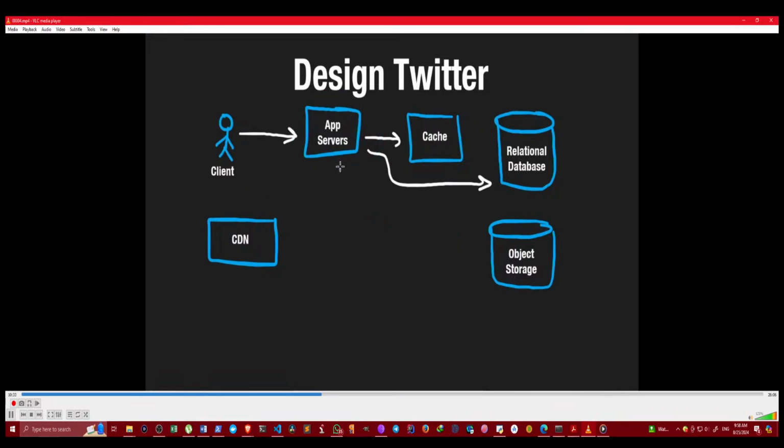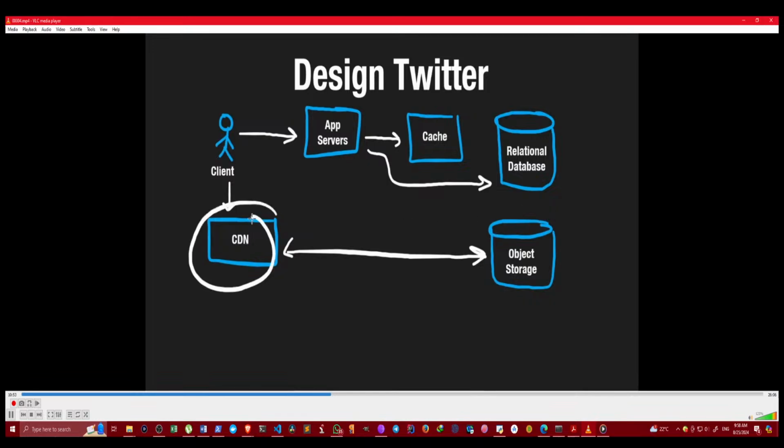The application server will respond to the user with all the information that they need, including the URL of that image or video, and then the client, whether they're using a mobile device or a desktop browser, will make a separate request, which will actually hit our CDN network, which is tied to our object storage.